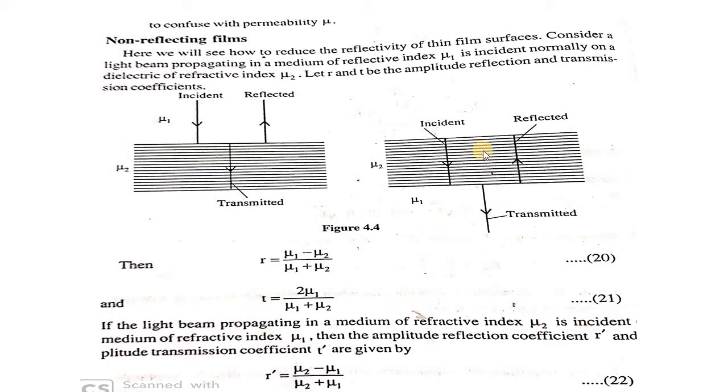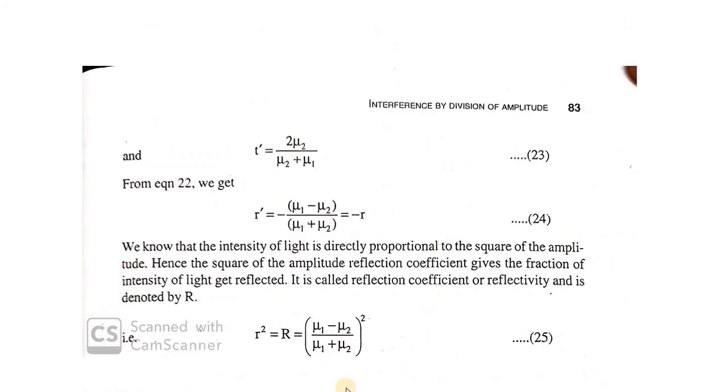And we are discussing the second case. Then the reflection and transmission coefficients are represented by R prime and T prime. And instead of mu1 minus mu2, it will be mu2 minus mu1 divided by mu1 plus mu2, and T prime will be 2 mu2 divided by mu1 plus mu2. And from the equation it is clear that R prime is equal to minus R. It just gets a reversed sign.